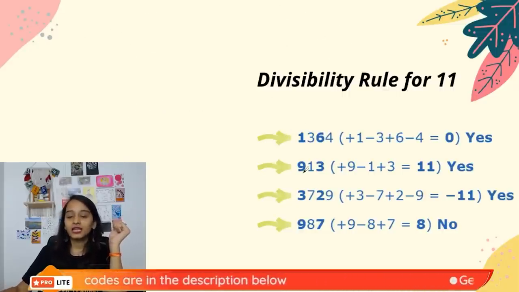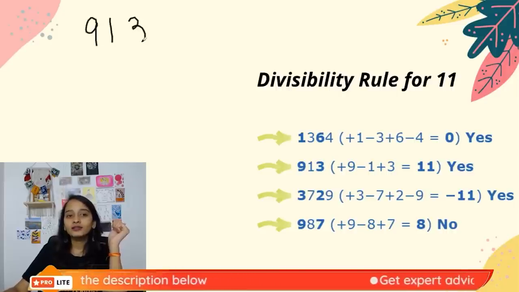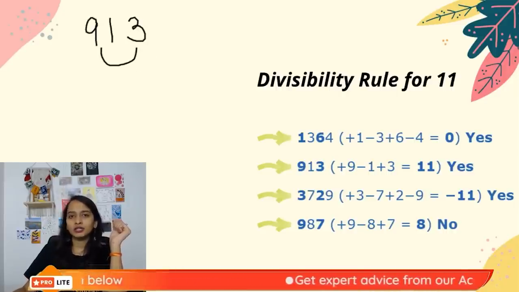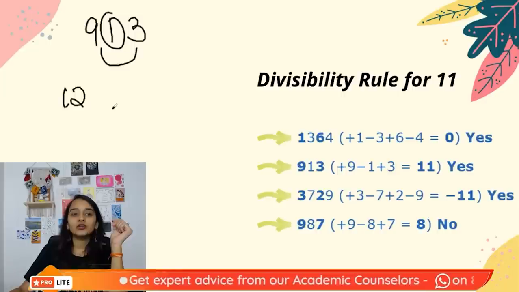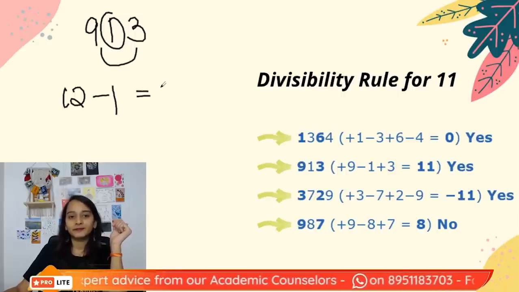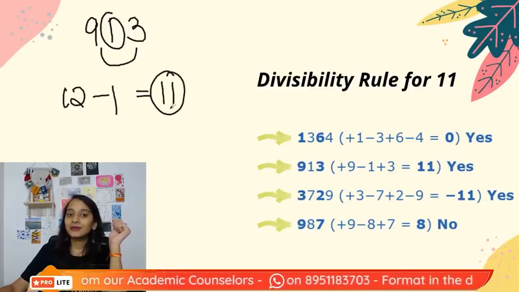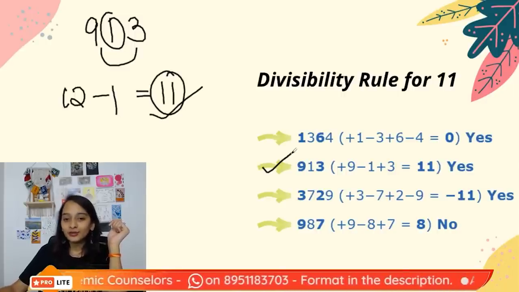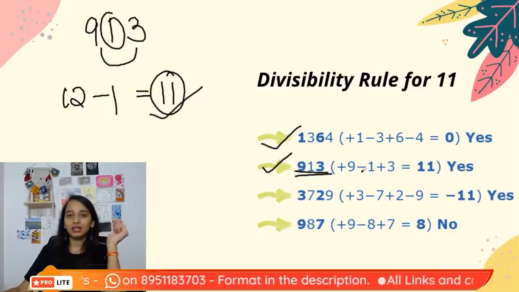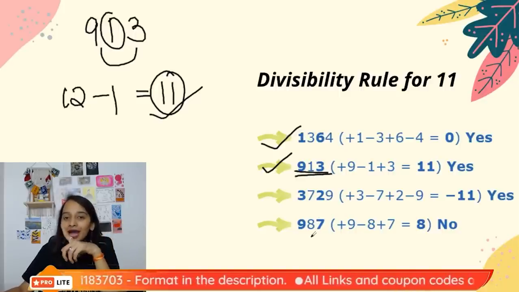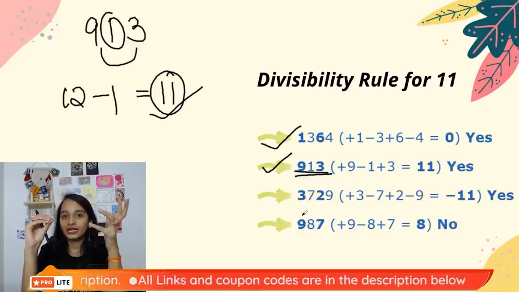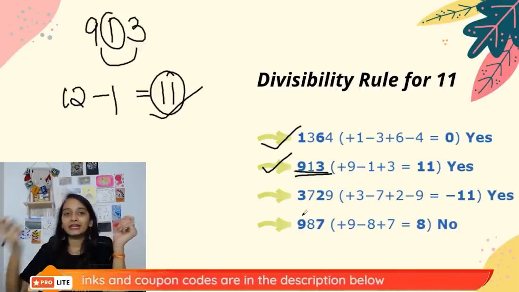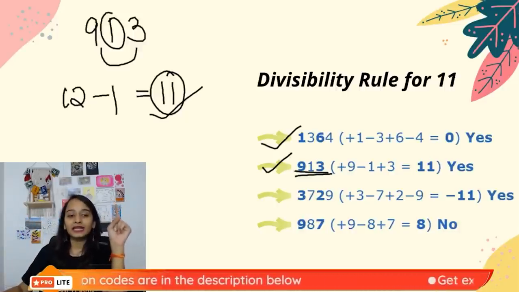Hai na? Now, 9, 1, 3. Alternate numbers add karo. 9 plus 3, 12. And jo bacha hai, usko minus karo. 11 is divisible by 11? Yes. So this number is also divisible by 11. Agar alternate digits ko aap add kar rahe ho and you're subtracting the smaller number from the bigger one, the answer that you will be getting should be divisible by 11.